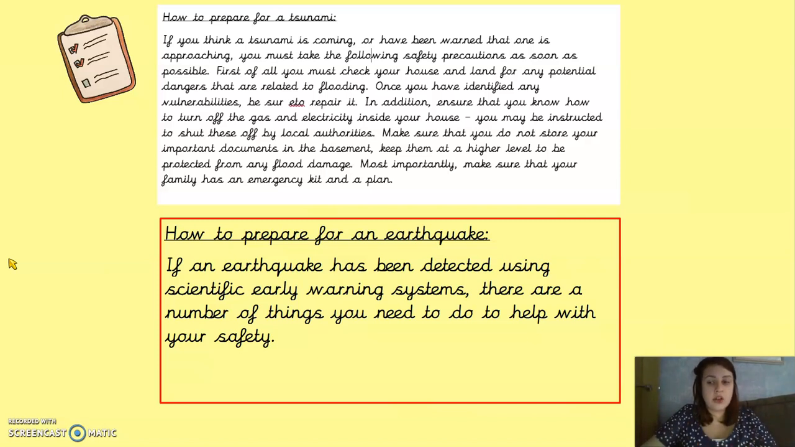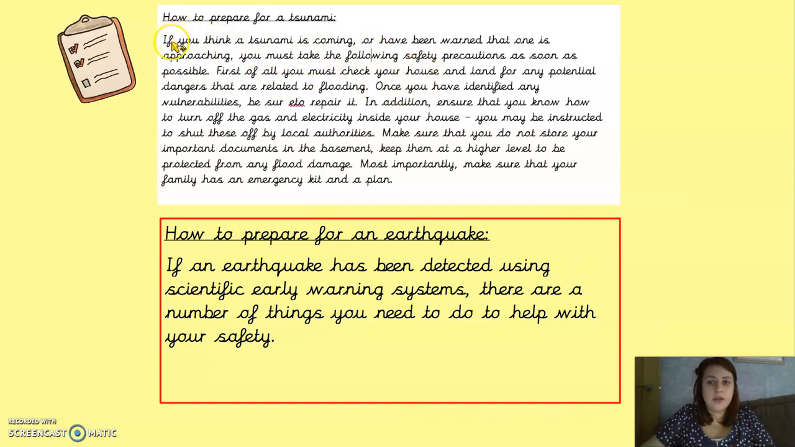So we want to make sure that we're not just listing them. So make sure that you make use of the sentence starters that are on the web page as well, to make sure your sentences vary, so it's not one thing after another. So you want sort of connectives and things like that. On the screen, I have put the example how to prepare for a tsunami on there for you.